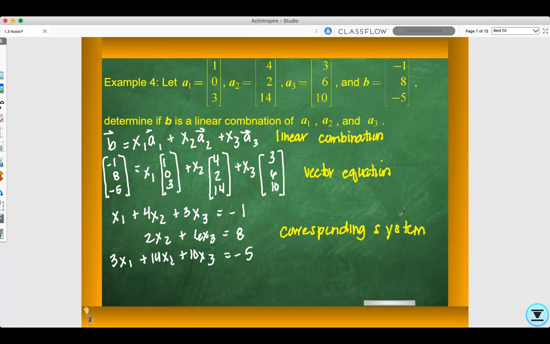Now what I want you to do is try and write your augmented matrix, solve it, and then try to write B as a linear combination using your answers from your augmented matrix. So why don't you pause this now and try to do that on your own?